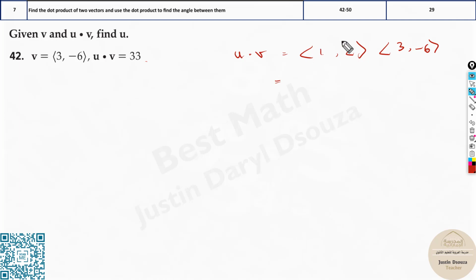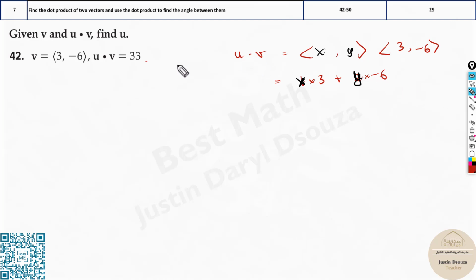So all we need to do is the x component multiplied by the x component, 1 times 3 plus 2 times minus 6, and the answer would be u dot v. But here we do not know this entirely. See, this is unknown, but we know this value. So what if I take u as x and y? Is that okay? X and y coordinates of u, because that's unknown, right? And this is x multiplied by 3, and this is y multiplied by minus 6.